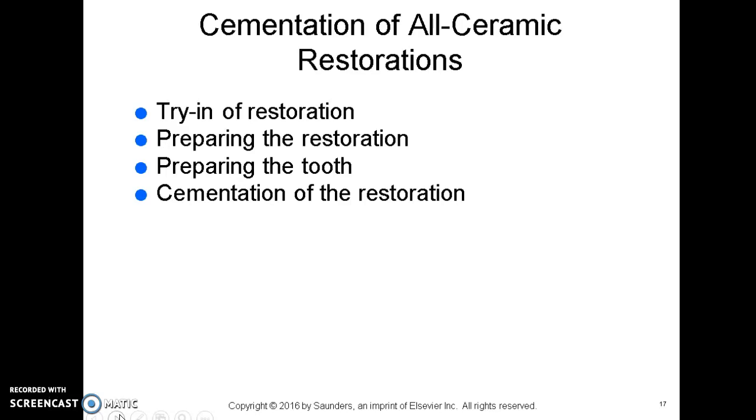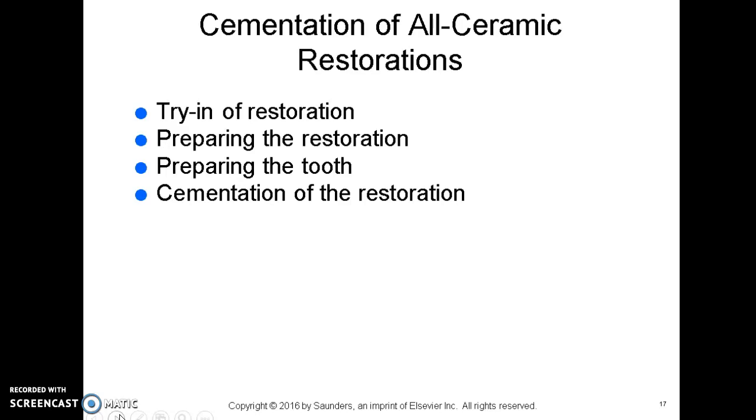So we're going to try it in, prepare the restoration for cementation, and then prepare the tooth by also possibly doing an acid etch or just cementing the restoration in the mouth, and then finally the cementation. So remember, the glass-based ceramic internal surface must be etched with hydrofluoric acid for 5 minutes. So usually once that restoration is tried in and is acceptable, the etching and preparation of that porcelain ceramic surface will be readied.